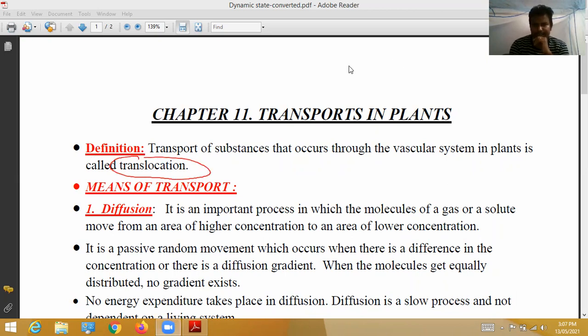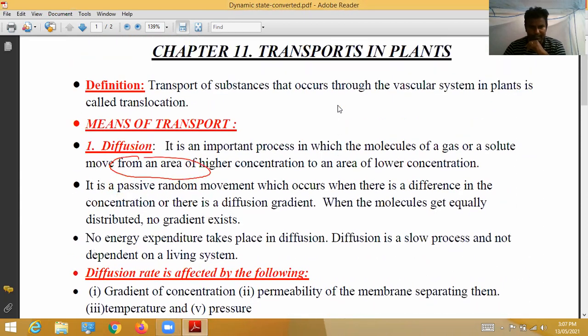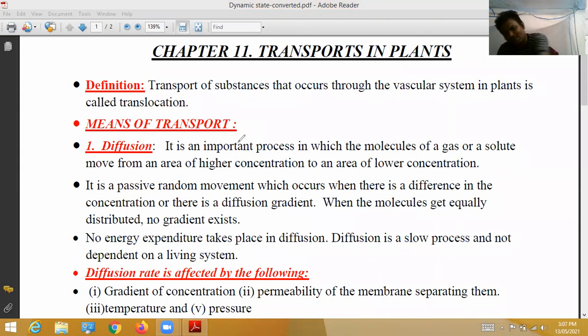Next, means of transport. Means of transport means generally transportation occurs by various means. So what types of transport systems are there? That is what we have to see. The first one is diffusion. Everybody is aware of diffusion. It is a very simple phenomenon. Already you might have studied it in your lower classes.